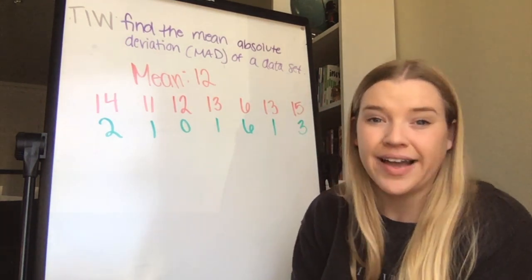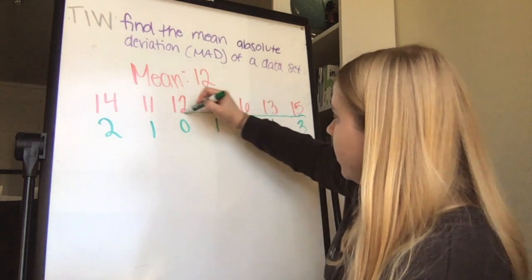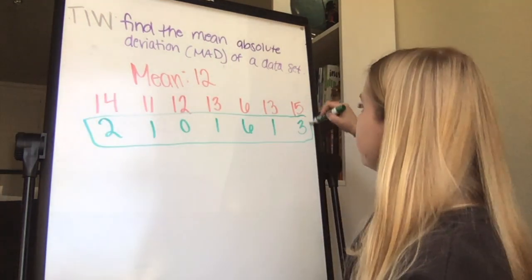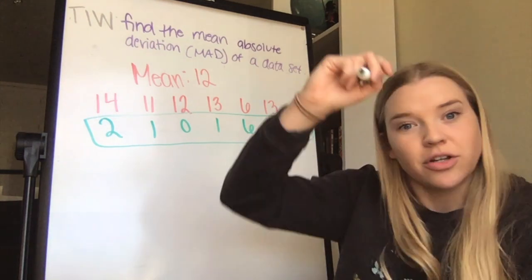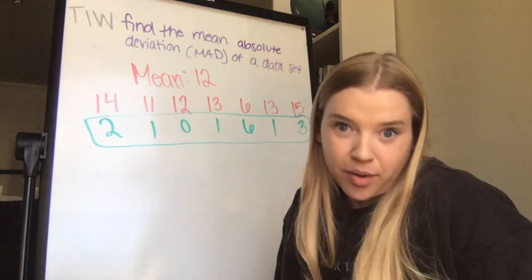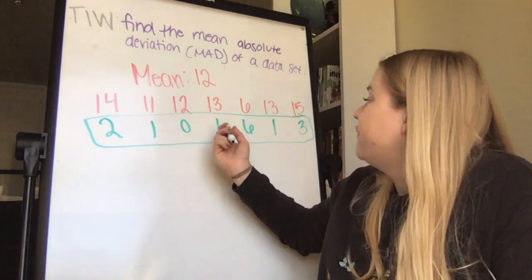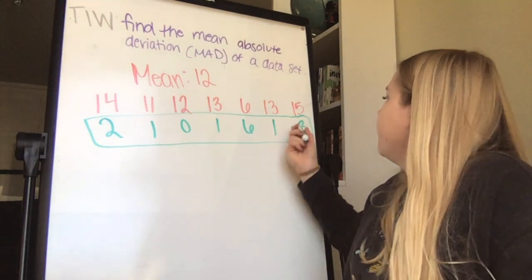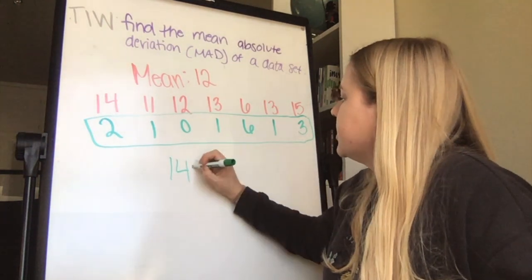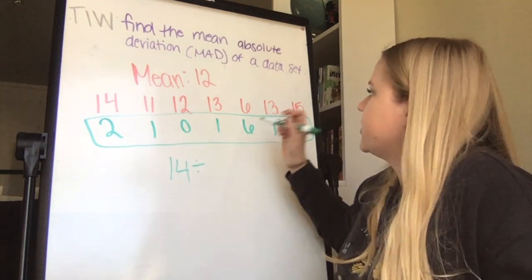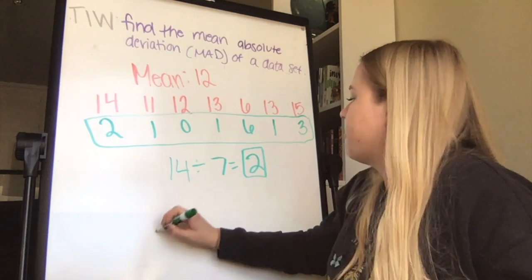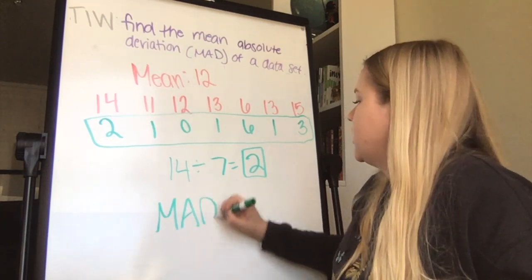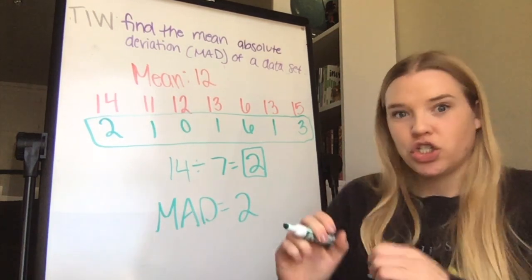Now I have to find the mean of these differences. So I'm just adding these numbers up and dividing by how many numbers I have. So I want you to pause and do that. Welcome back. So you should have done 3, 4, 10, 14 divided by 7 numbers. 14 divided by 7 is 2, which means that our MAD of this data set is 2.